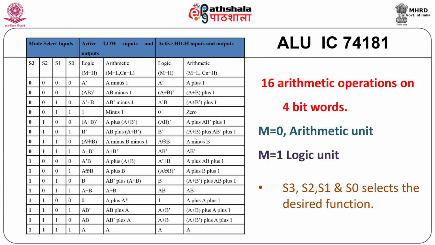The arithmetic and logic functions can be selected by selecting the mode M. If M is equal to 1, then logic operations on the operands are performed. Similarly, when M is equal to 0, the ALU performs the arithmetic operations. The operations on active low operands and active high operands can also be included.